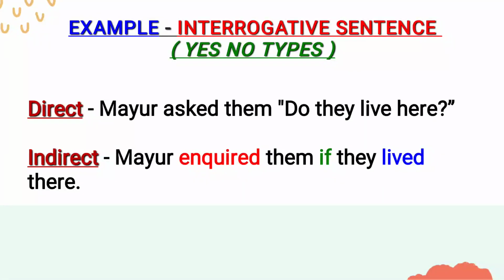The second type of interrogative sentence is the yes/no type question. Mayur asked them, "Do they live here?" In indirect speech, the sentence will be: Mayur inquired of them if they lived there. So, if the reported speech is a yes/no type question, at that time we have to use the conjunction if or whether.